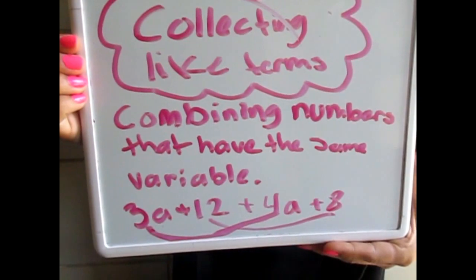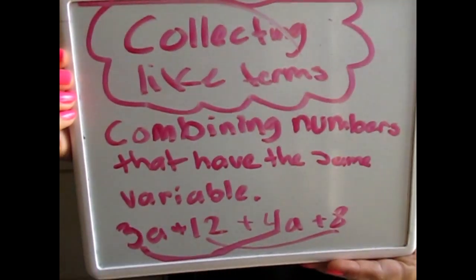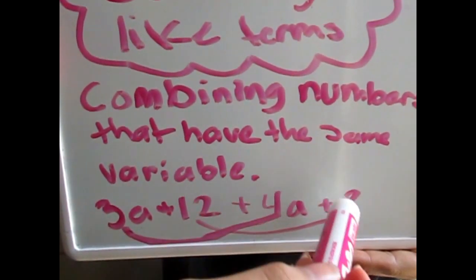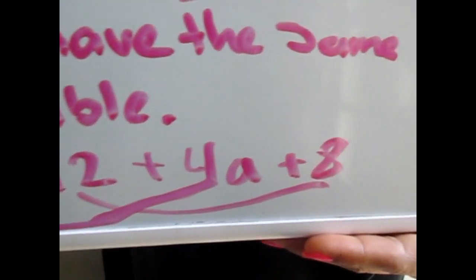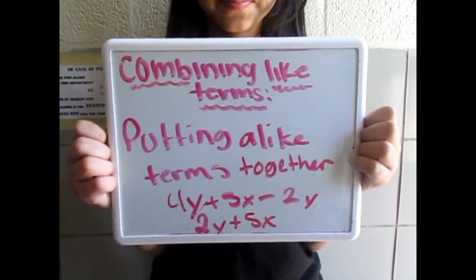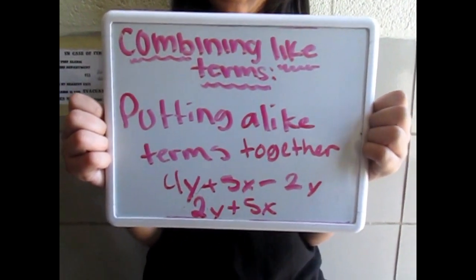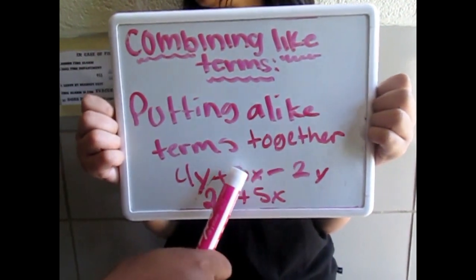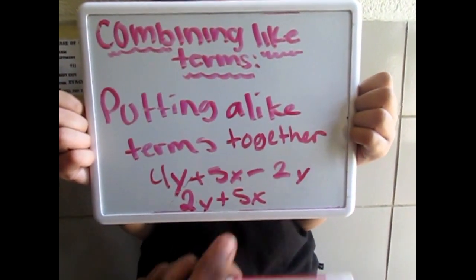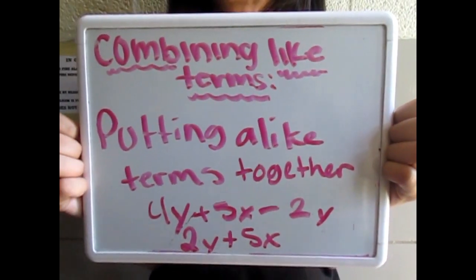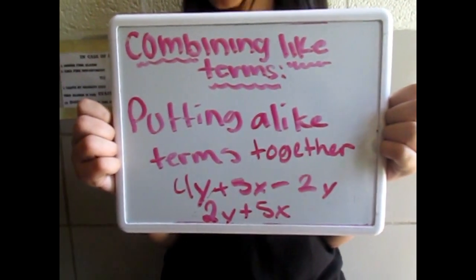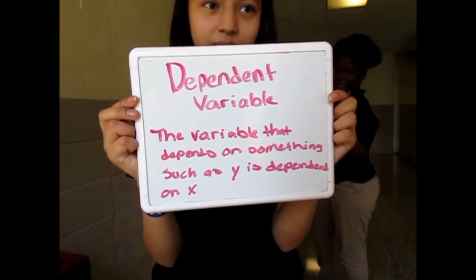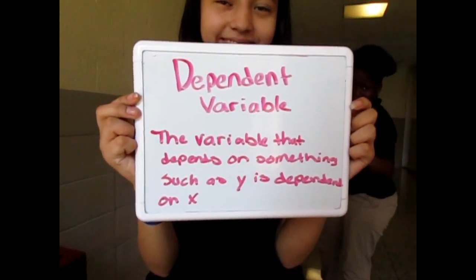Collecting like terms. Combining numbers that have the same variable, like 3a and 4a are combined, and 12 and 8 are combined. Combining like terms, putting alike terms together, like 4y minus 2y, which is 2y, and then 5x stays the same because there are no other like terms. So 2y plus 5x is the answer. Dependent variable. The variable that depends on something, such as y is dependent on x.